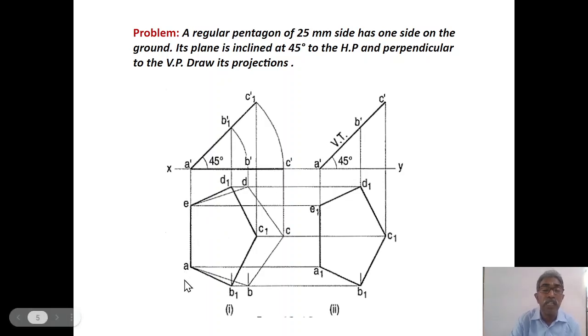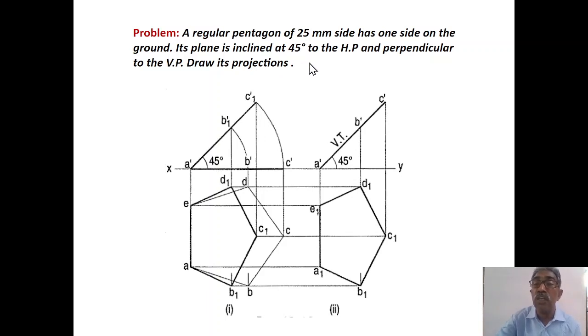Every time the pentagon does not remain in the vertical position; that depends upon the data given, on which it is resting. Here the pentagon is resting on one of its sides on the ground, on the horizontal plane. Therefore it is a sideways problem.